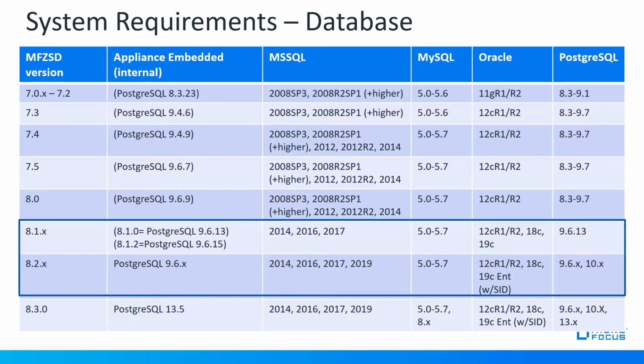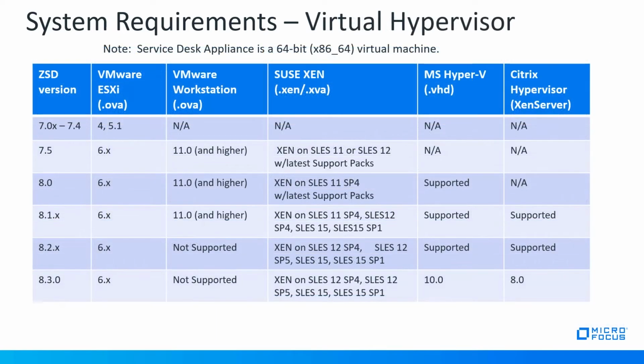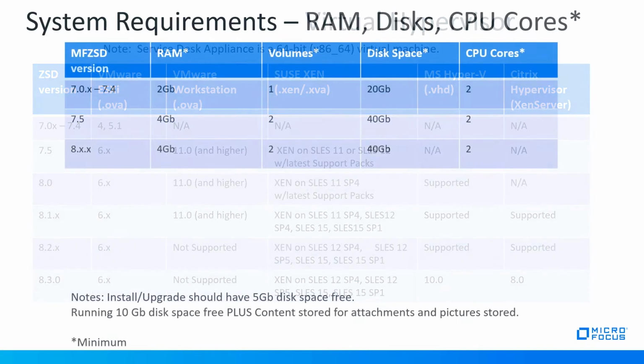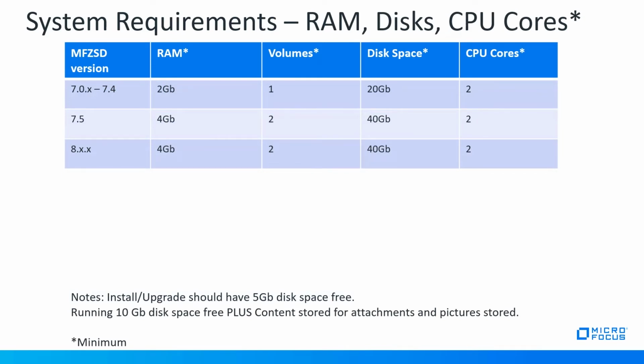Again, we're going from 8.1 to 8.2, and obviously if you have internal, we've jumped from 9 to 13. Hypervisor requirements are here as well. Not much changes throughout, except that at 8.2 we stopped supporting VMware Workstation. And then some of the system requirements: making sure that you have the proper RAM, disks, and CPU cores. These are all listed in the upgrade cookbook as well.